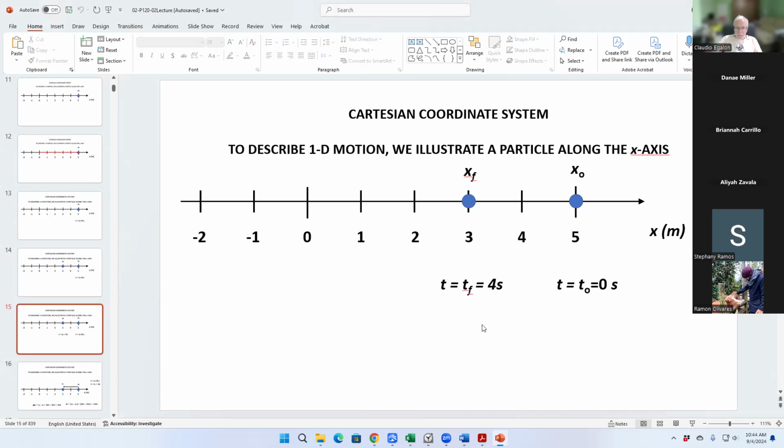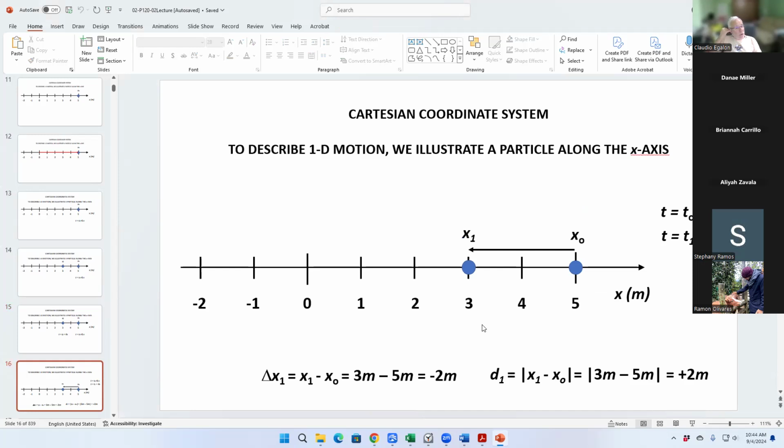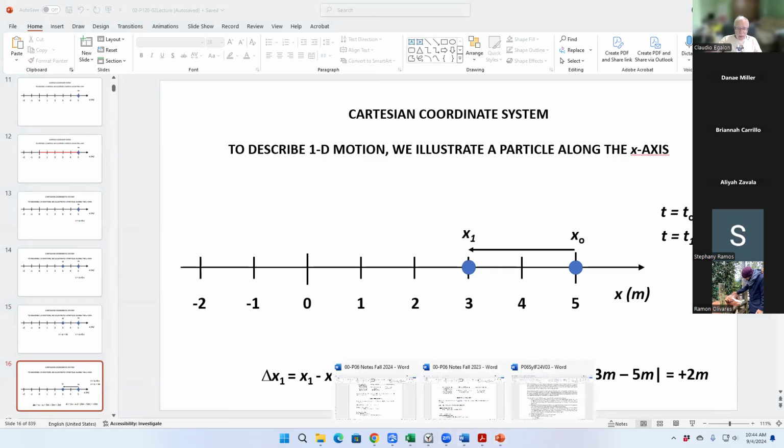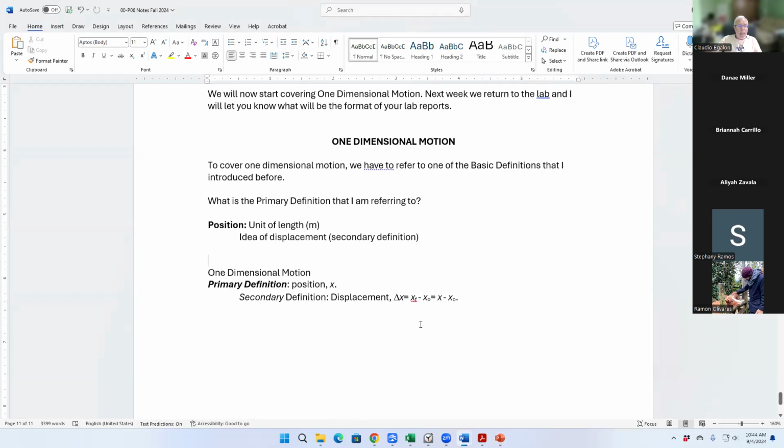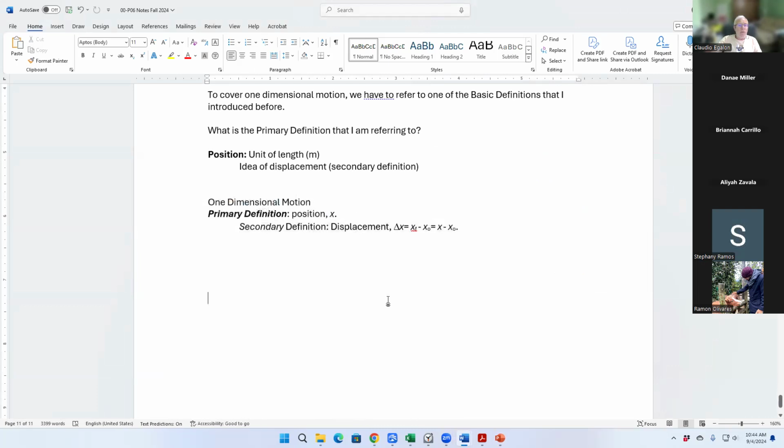Okay? So the first thing that I'm going to illustrate for you is my next definition. We have the primary definition, and then we also have the secondary definition, okay? And the secondary definition, I'm going to call displacement. Remember that, okay? It's very important. The displacement is the final position minus initial position, xf minus x naught.